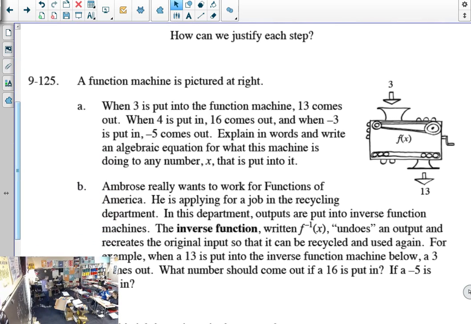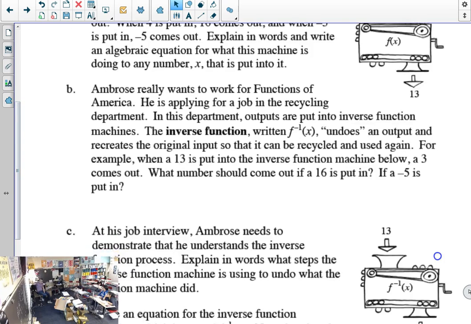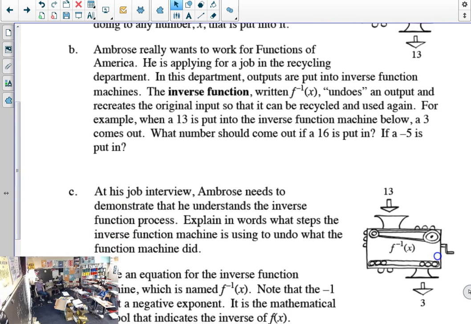So if you remember the function machine, if we drop an input value, here's our x, into the machine, our output value comes out. So the inverse function of this would undo it, and say if we drop 13 in, the inverse function gets us back to the original input.